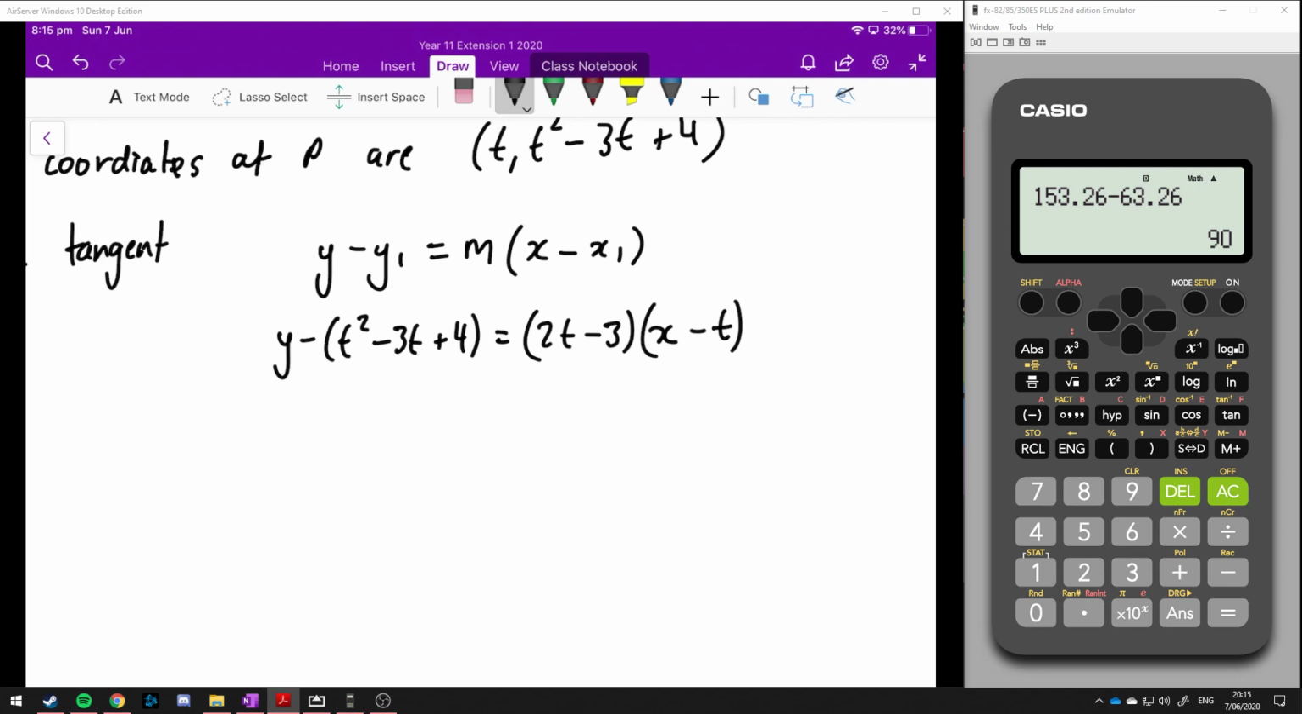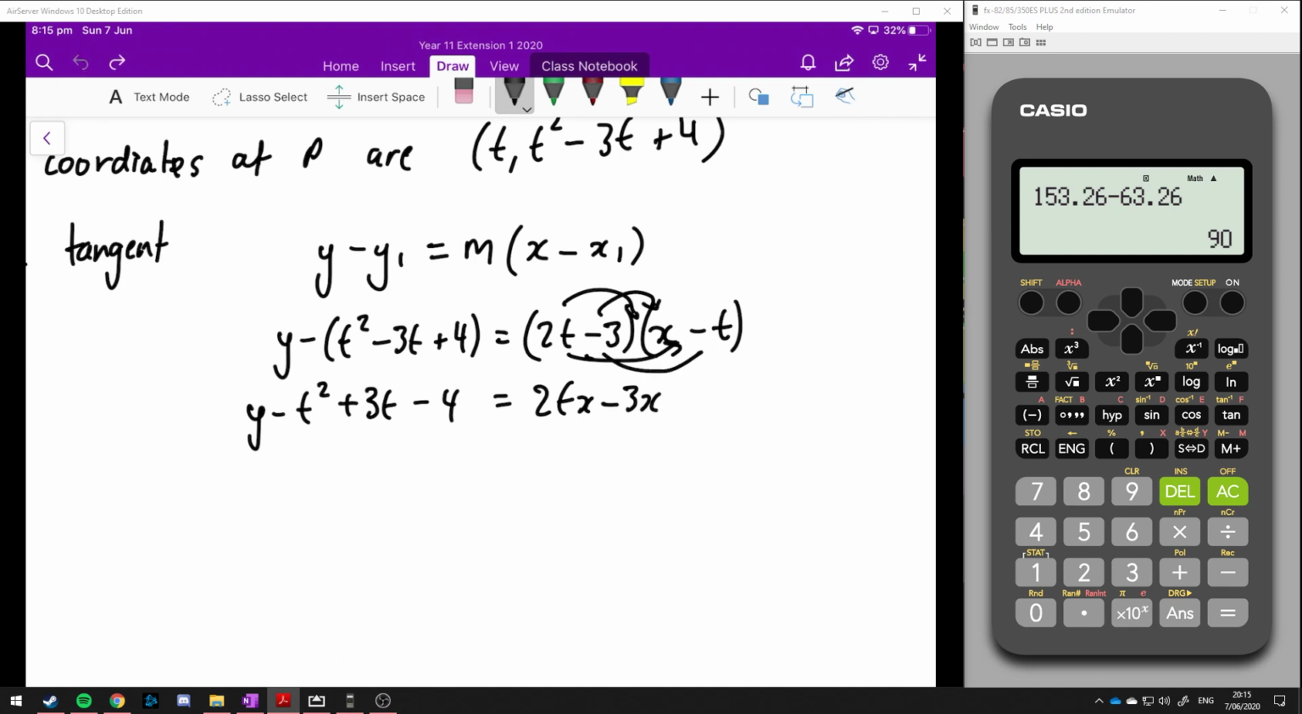So we need to pick a new point, a made-up point, t. What we're going to do next is expand this out. So we're going to get y minus t squared plus 3t minus 4 equals, so it's 2tx minus 3x, that's this one and this one, and then we're going to do that one and that one for our next one.